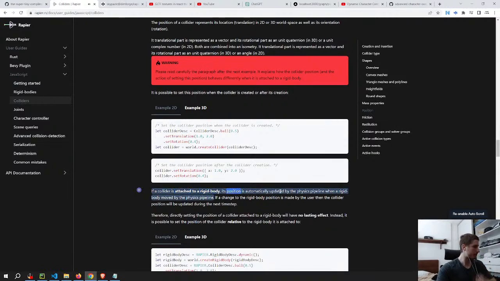If a collider is attached to a rigid body, its position is automatically updated by the physics pipeline when the rigid body is moved by the physics pipeline. If a change to the rigid body position is made by the user, then the collider position will be updated during the next time step. Therefore, directly setting the position of a collider attached to a rigid body will have no lasting effect. Instead, it is possible to set the position of the collider relative to the rigid body it is attached to.